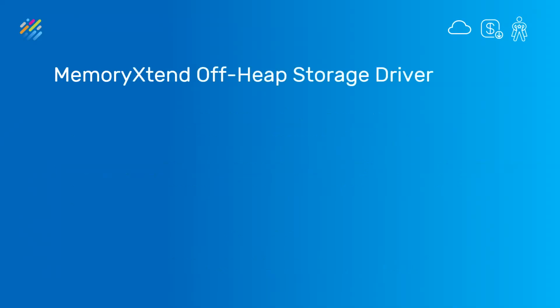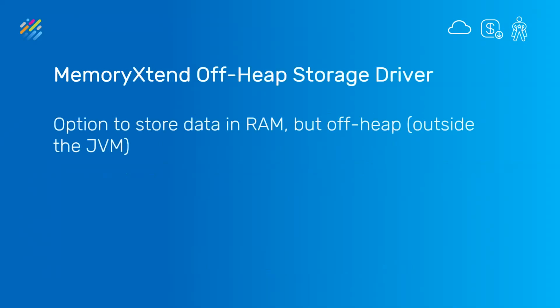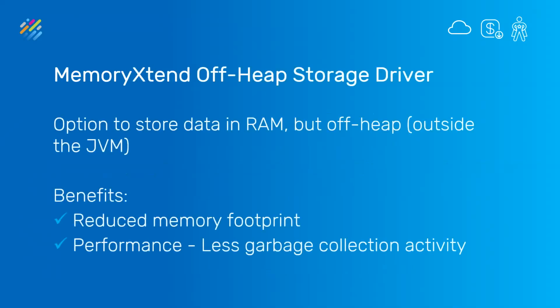Next, the improvement we want to talk about is the new AlphaB storage driver for memory extend. In this case, instead of storing the data in SSD, we're storing the data in RAM, but off-heap, which means outside the JVM. So the benefits from that are twofold. First of all, we get a reduced memory footprint. The reason for that is that when we store the data outside the JVM, we can store it in a serialized manner, which means that it takes considerably less footprint.